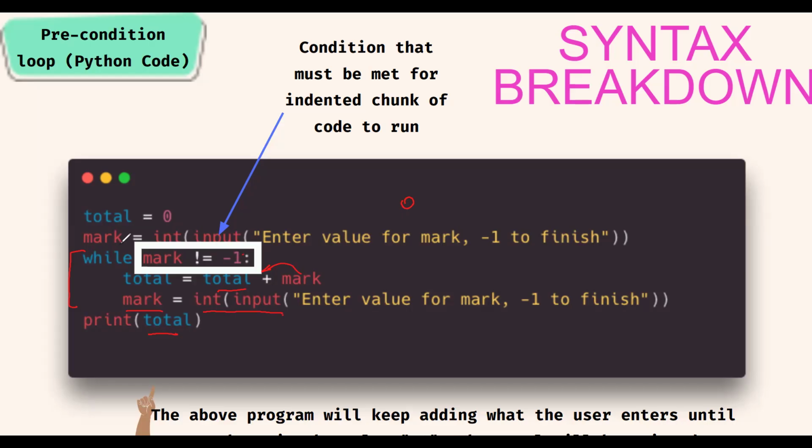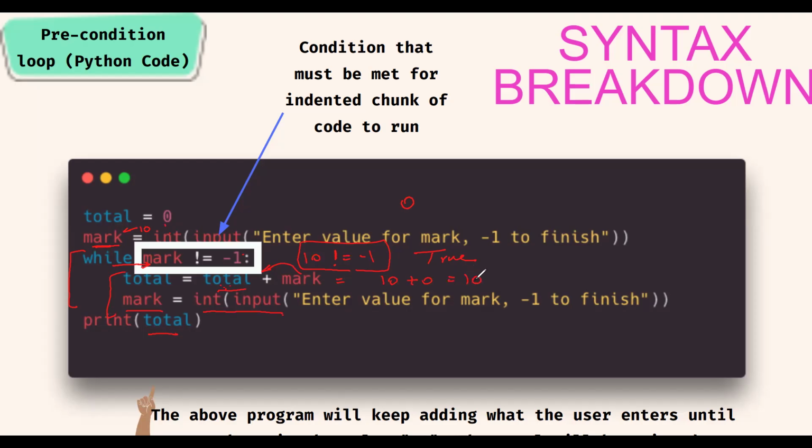So if we receive -1 here, it means that this loop will never even run one time. But if the user inputs 10 for the first time, and then we check the condition, is 10 not equal to -1? Yeah, definitely true. So if it is true, then we will run this. What we do here is take this 10 and add it to 0. Why 0? Because the total, the first time we run, is equal to 0.